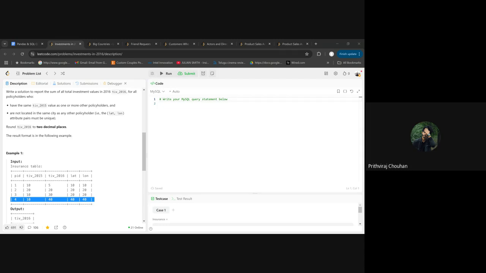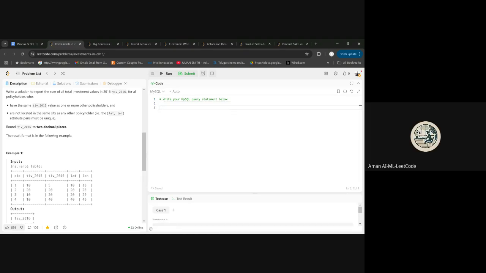First, can we do the sum of the values of TIV 2016? After that, post that, we can write something like from, and in brackets all the values that we want, like what is shown in the output: PID, TIV 15, TIV 16 that we already got, and the locations. And post that, we can use count and over for checking the other conditions.